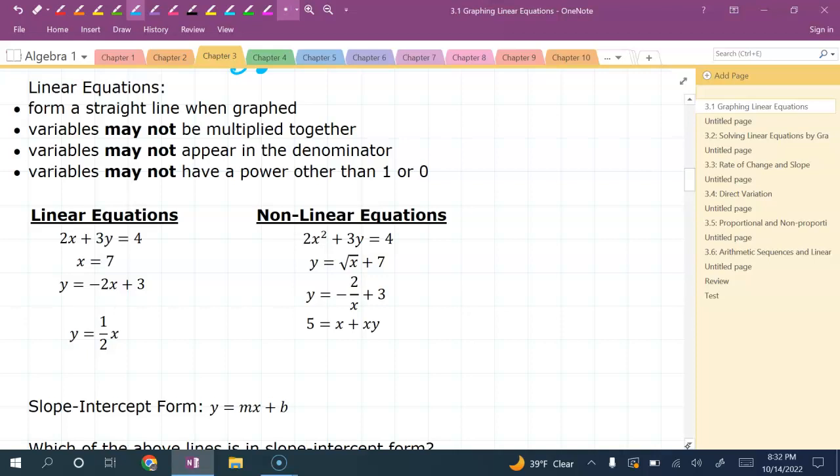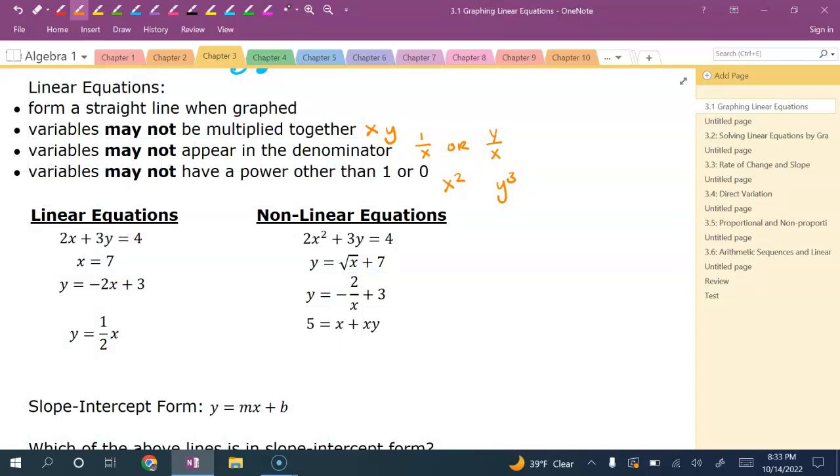When you're dealing with a linear equation, you are not allowed to have variables that are multiplying together. So you are not allowed to see something like x, y. That's a no-no. You are not allowed to have variables in the denominator. So you cannot have anything that says like 1 over x or y over x or anything like that. Variables may also not have a power other than 1 or 0, so you cannot have things that say x squared or y to the third or anything like that. It has to be a plain x, a plain y.